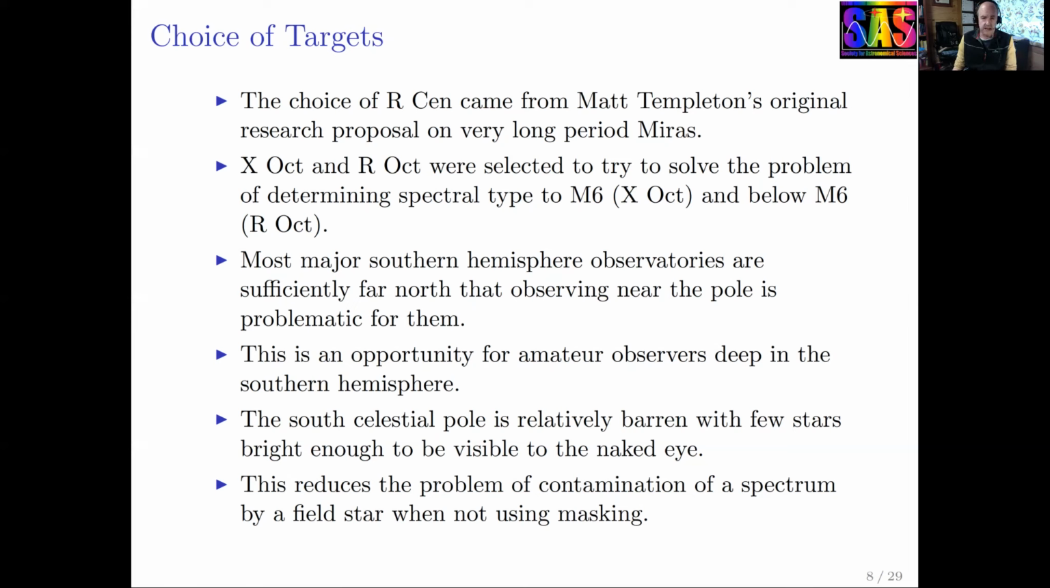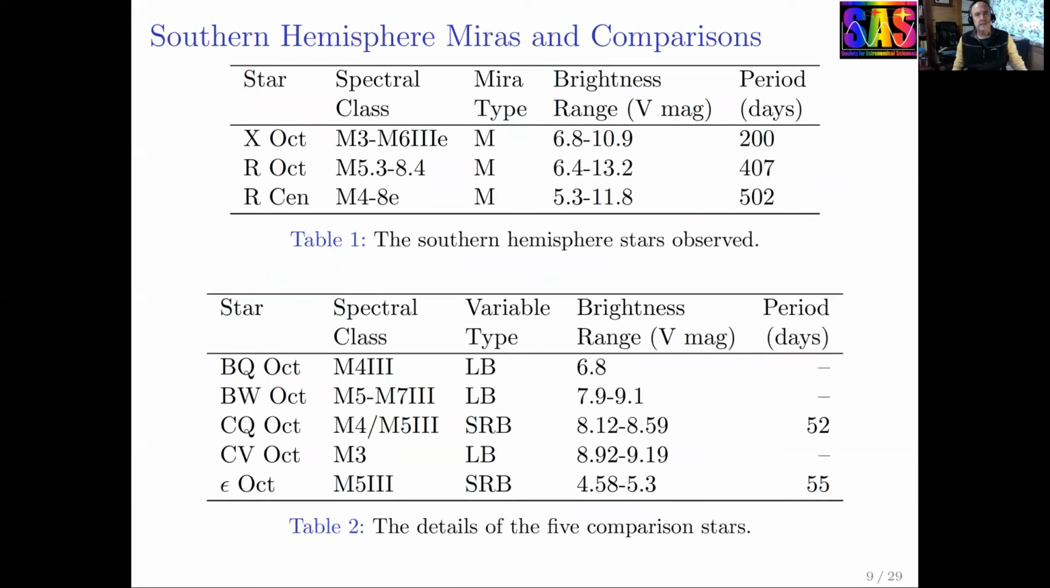Another advantage is that this particular area of the sky, the South Celestial Pole, is relatively barren, with few stars bright enough to be seen by the naked eye. This helps to reduce the problem of contamination of a spectrum by a field star when not using masking, which I was not.